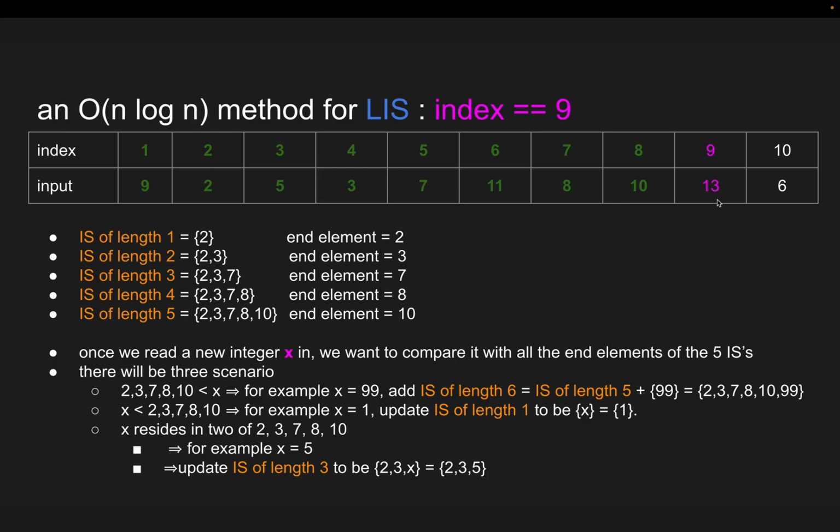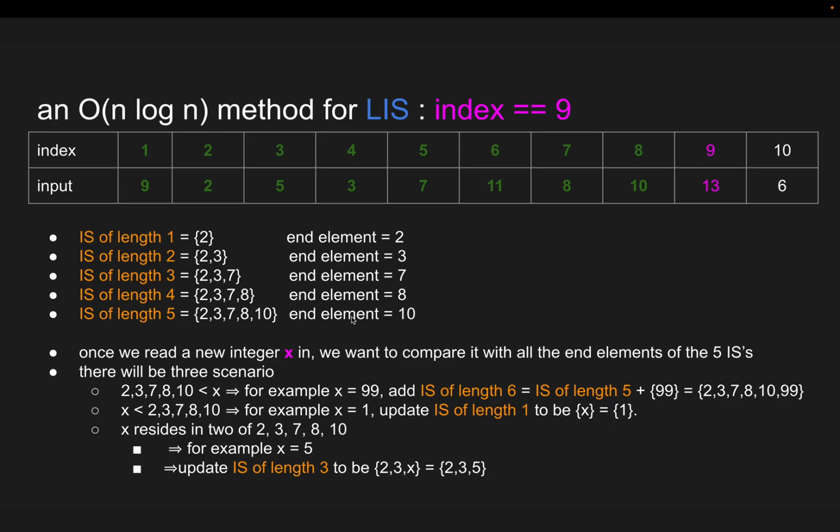For example, if the next element is 99, it is of course larger than 2, 3, 7, 8, 10. So we can just append it to the end to form a newly increasing subsequence. The second case is it is smaller than all these end elements. If, for example, x equals 1, we just update the end element of length 1 from 2 to 1. The third case, x resides in between two of the end elements. Let's say x equals 5, I mean the newly read integer is 5.